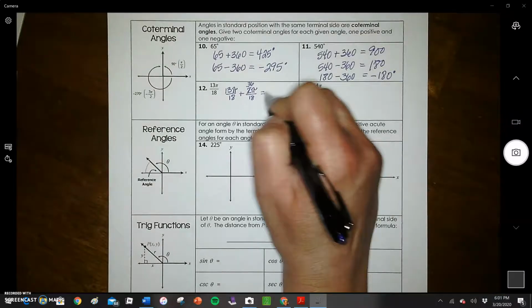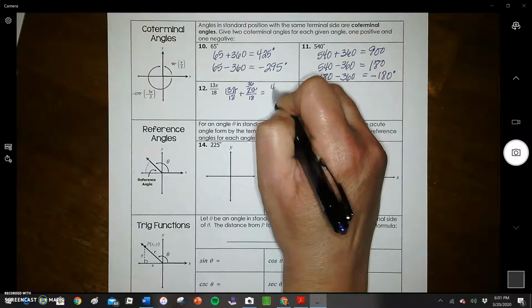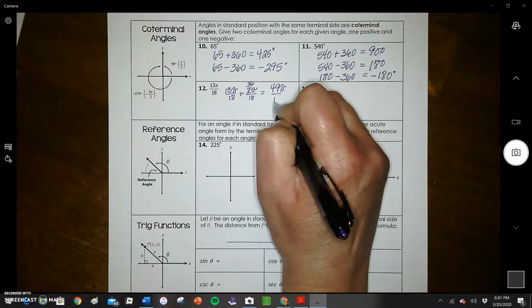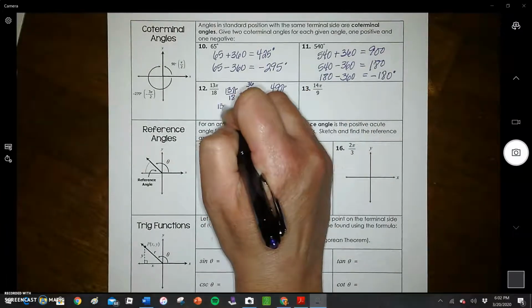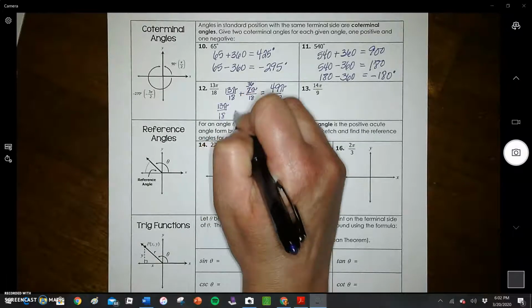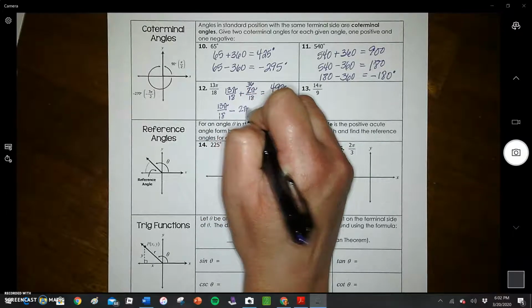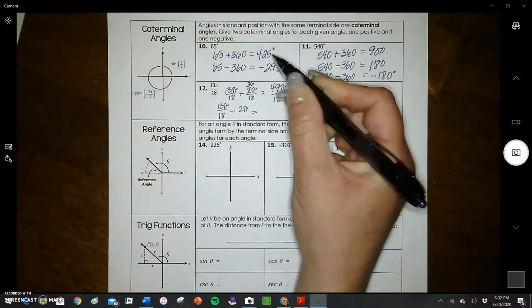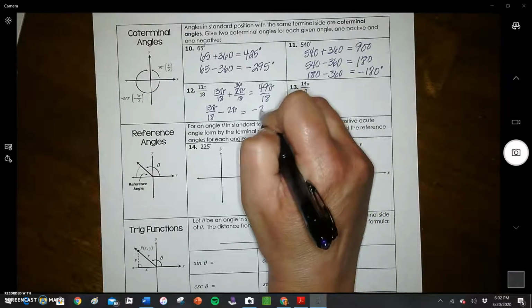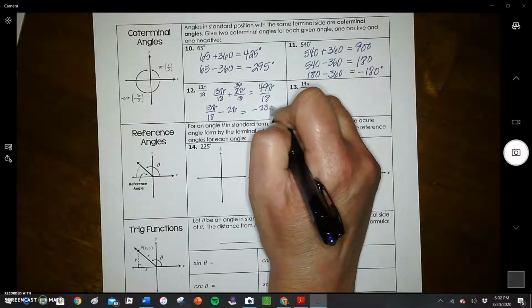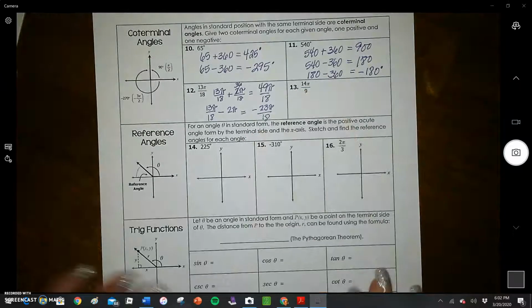And so when I add those together, I end up getting 49 pi over 18. So there's my positive coterminal angle. And then we're going to take 13 pi over 18 and subtract 2 pi, or subtract 36 pi over 18. And that's going to give us a negative 23 pi over 18, okay?